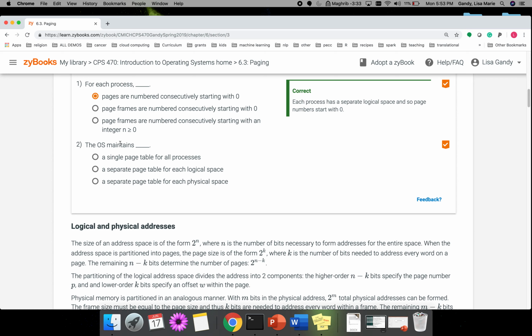Okay, the OS maintains a single page table for all processes, a separate page table for each logical space, or a separate page table for each physical space. So it's each logical space. Each process has its own logical space.